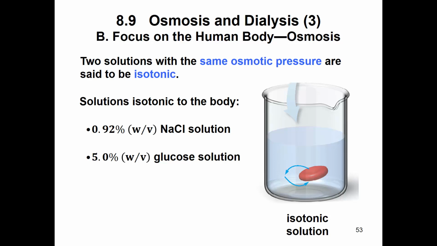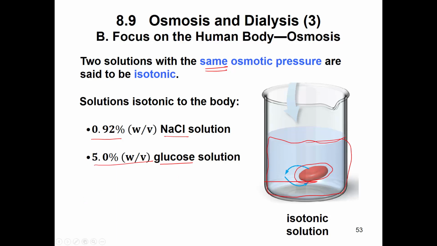So what does that mean in reality? You have two solutions and they have the same osmotic pressure, such as the solution that's surrounding this red blood cell and the solution that's inside the red blood cell. Our body has about 0.92% weight volume of sodium chloride and about 5% weight volume of glucose.